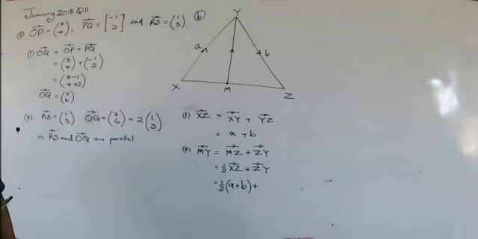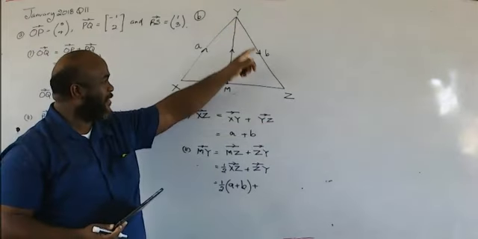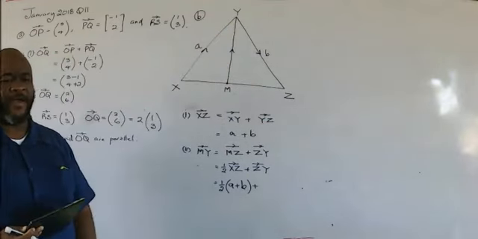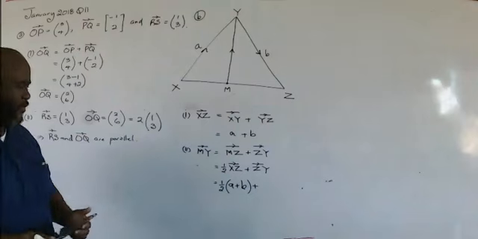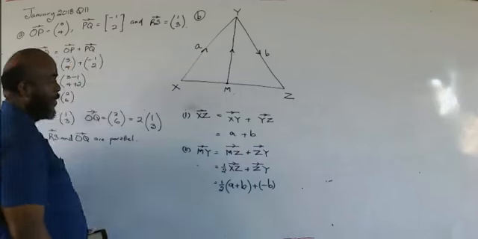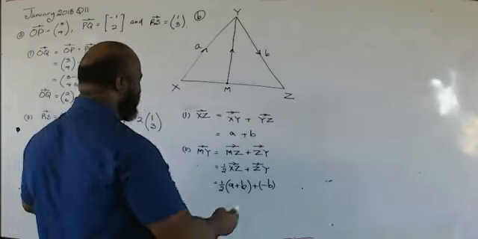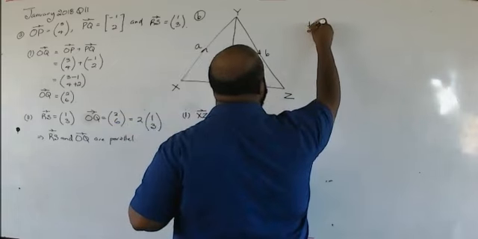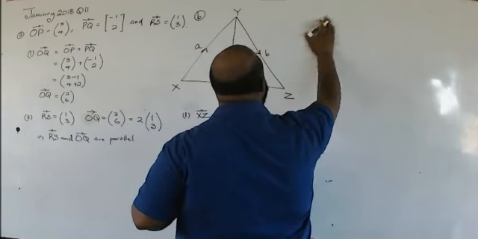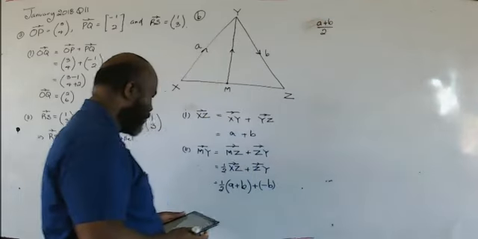Stay with me. What is YZ? b. So what is ZY? Negative, this is minus b. That is the answer, but what did he specifically say we should do? Simplify. A half of a plus b is the same as a plus b over 2. Do you agree?